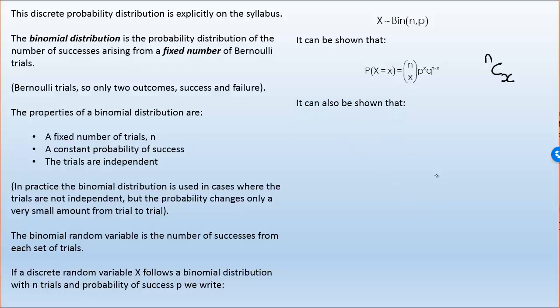It can also be shown that the expectation of x is n times p, number of trials times probability of success, and the variance of x is np(1 minus p), or npq, if we say that q is the probability of failure. It follows that, since standard deviation is the square root of variance, the standard deviation is the square root of np(1 minus p), or of course if we use q for failure, the square root of npq.